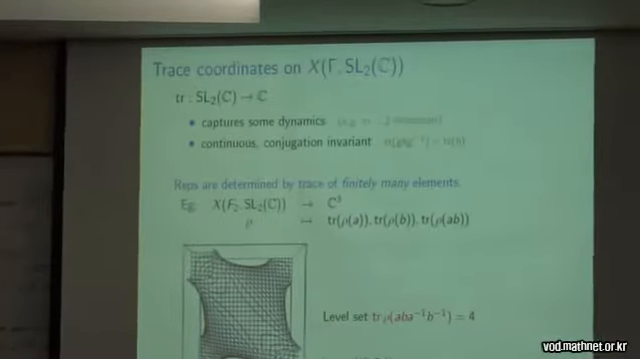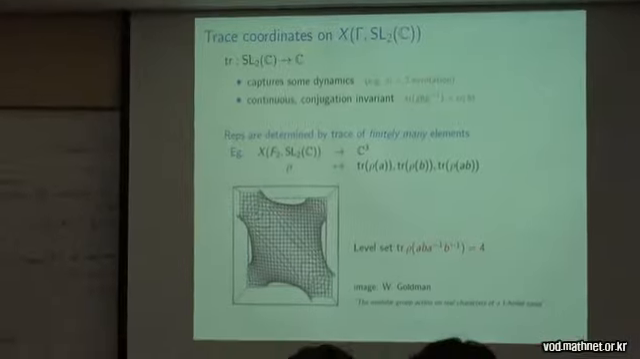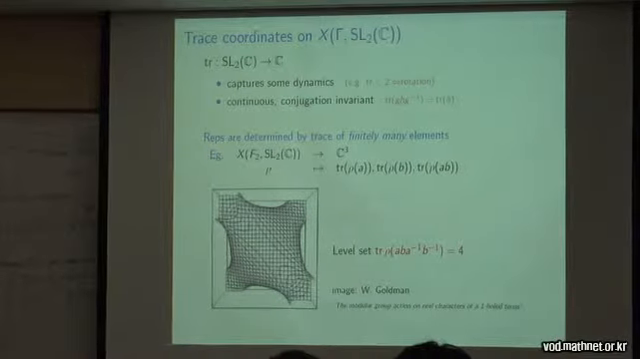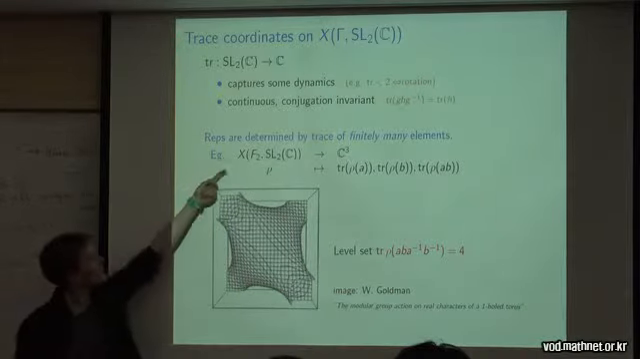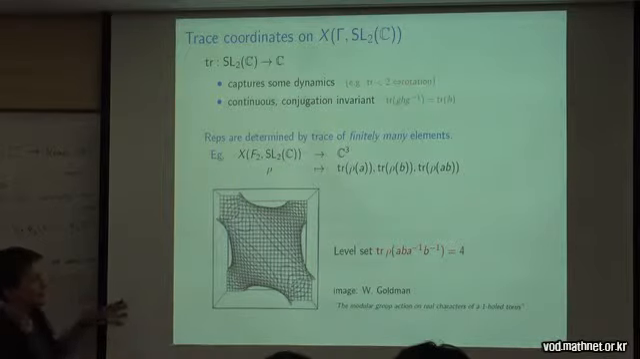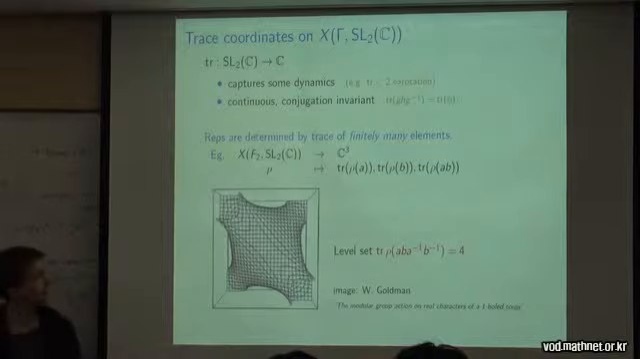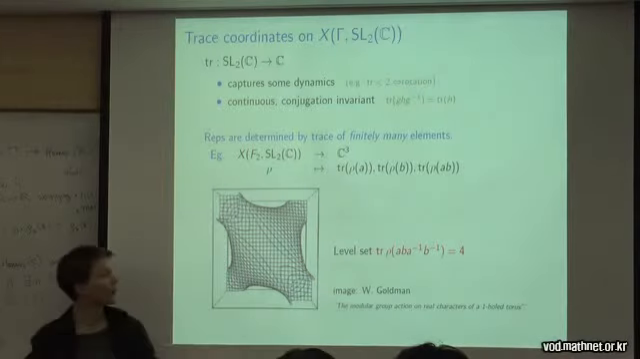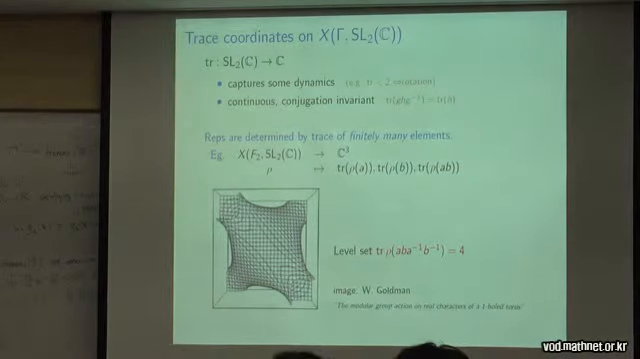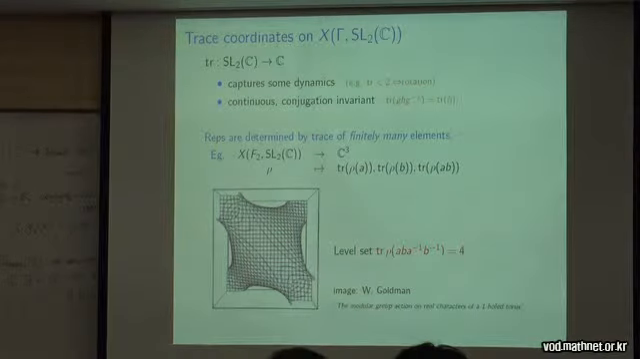The upshot of this, and why I'm using slides for a little bit, is that I want to show pictures, because these are super nice to work with. Here's a picture of the real points of this variety. R3 is the empty box, and the surface here is just the level set of a nice function. Here it's the set where the trace of the commutator of the generators is 4. This is from a paper of Goldman called The Modular Group Action on Real Characters of a One-Hole Torus. He's studying this representation space and specific transformations of it. So this is nice to work with.